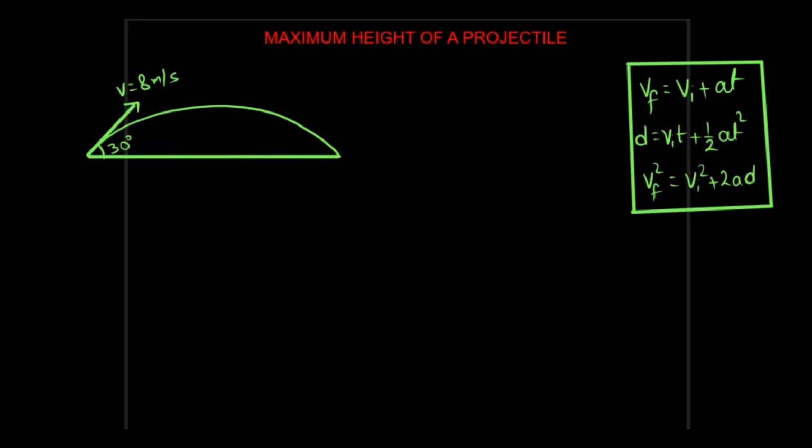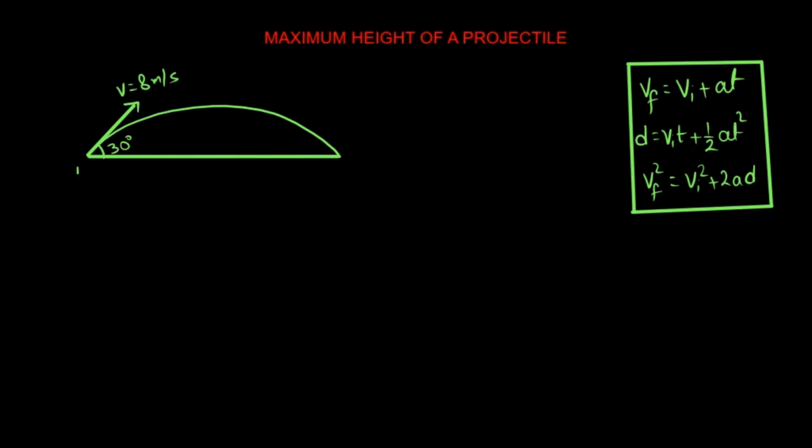We are given a projectile that starts at 8 meters per second at an angle of 30 degrees with the horizontal. And the question is to find the maximum height of this projectile. Let's call the starting point A and the end point B. And the maximum height that happens here, we'll call it point P.